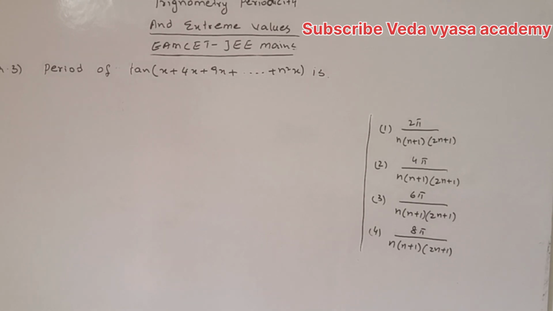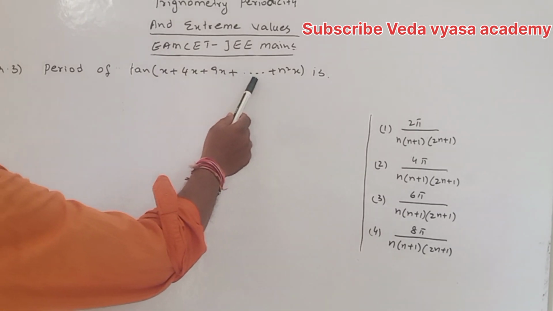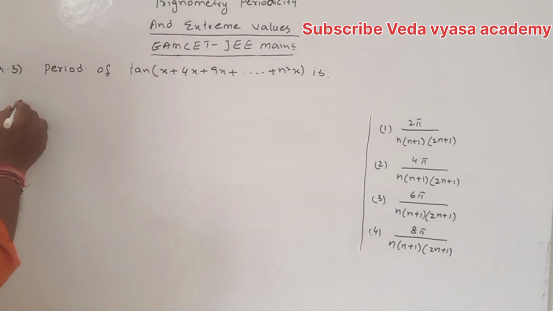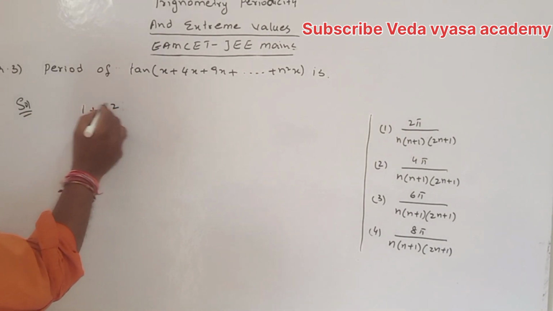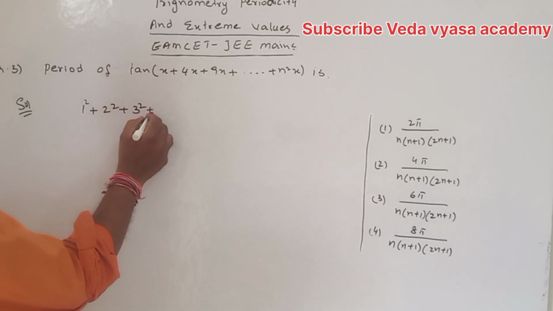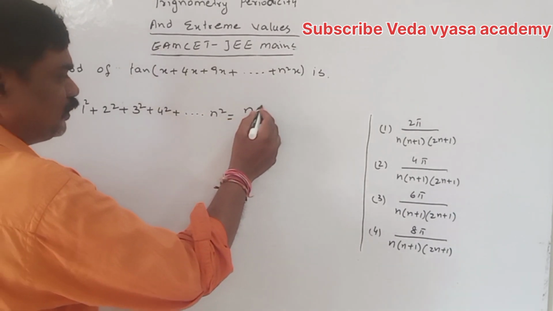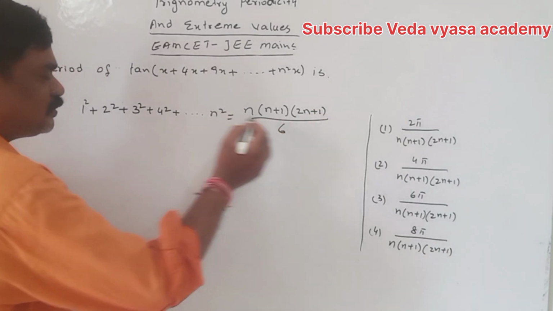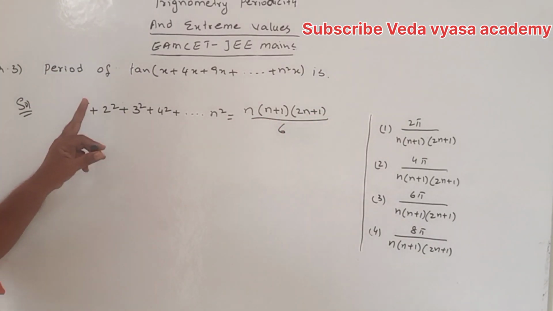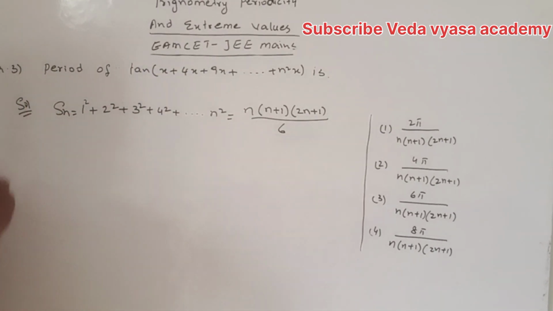Dear viewers, we have the problem: period of tan of x plus 4x plus 9x plus so on plus n square x. So here we can write 1 square plus 2 square plus 3 square plus 4 square and so on up to n square is equal to n of n plus 1 into 2n plus 1 by 6. This is the formula for the sum of squares of the numbers. So Sn is equal to the sum of the squares of the numbers.